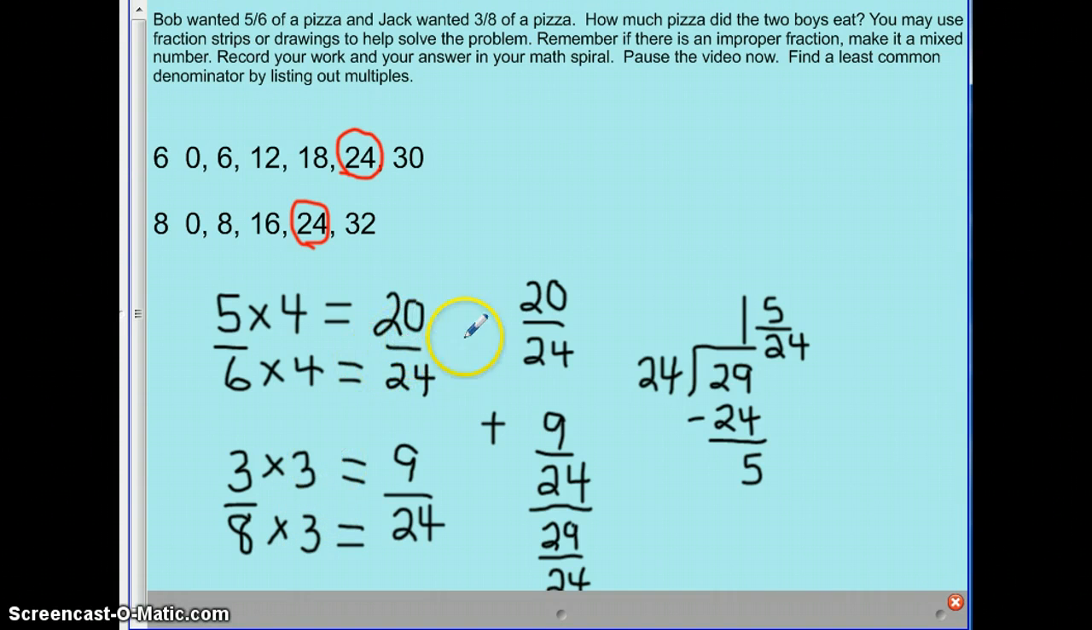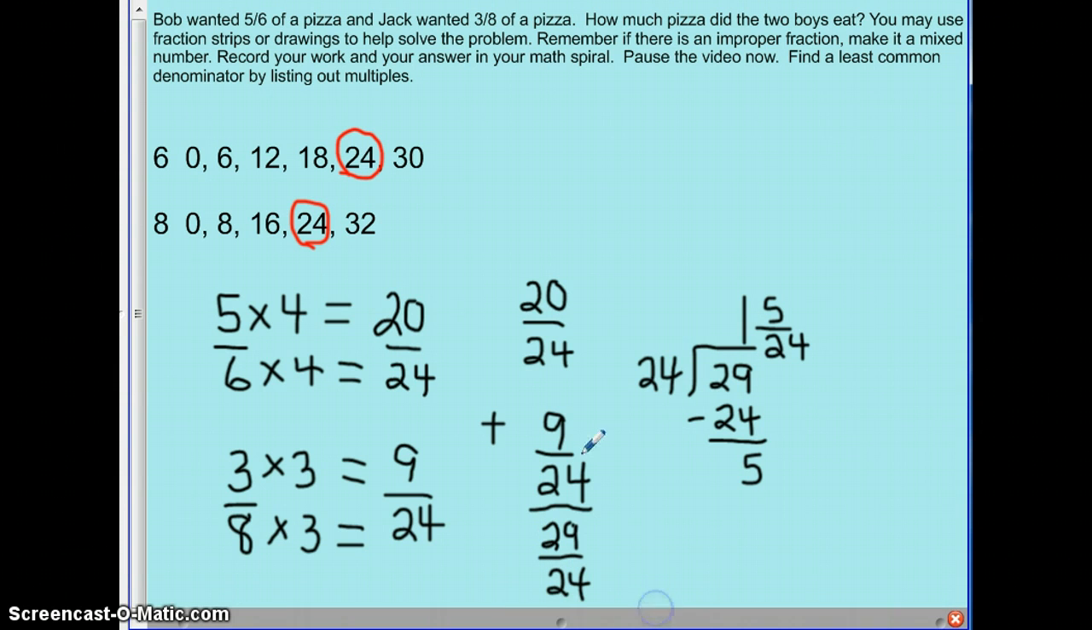Now, I add 20 and 9 together, and I get 29. And I put the same number as my denominator, so it's 24. So 29/24. Uh-oh, that's an improper fraction.